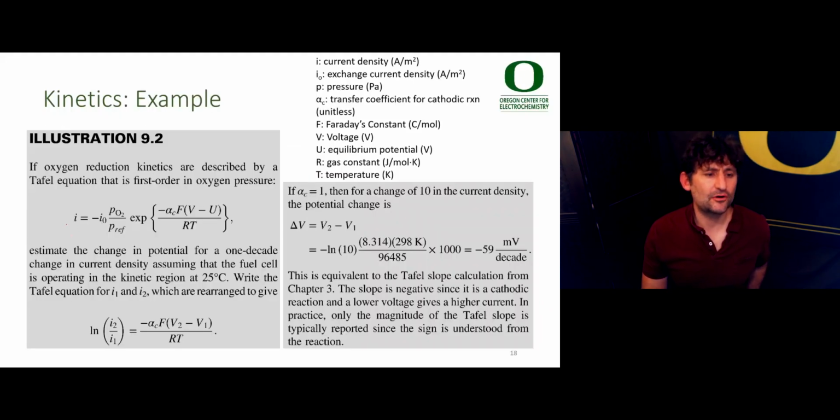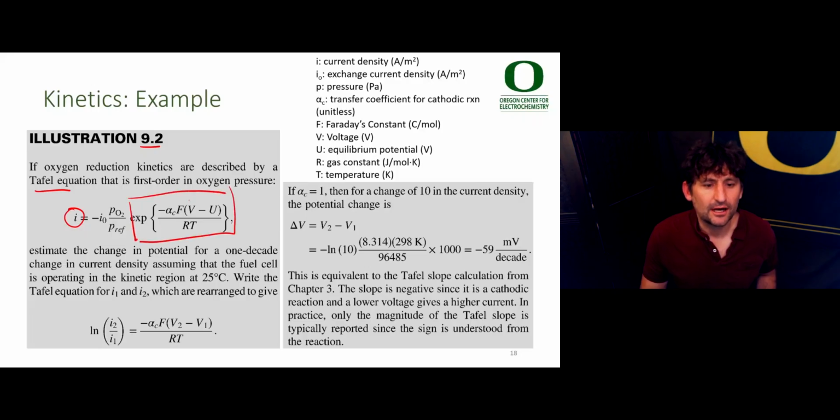It's useful to think about how the kinetics, the current, depend on the partial pressures of the reactants. This is from illustration 9.2 in Fuller and Hart. The oxygen reduction kinetics are usually described by a Tafel equation. That's this exponential dependence on the overpotential, the voltage driving the reaction relative to the equilibrium potential, and it is considered to be first order in oxygen partial pressure. So the pressure of oxygen is a prefactor that affects the current you measure, along with the exchange current and the driving force dependent Tafel part. P reference is a reference pressure, typically the standard state pressure of your system.